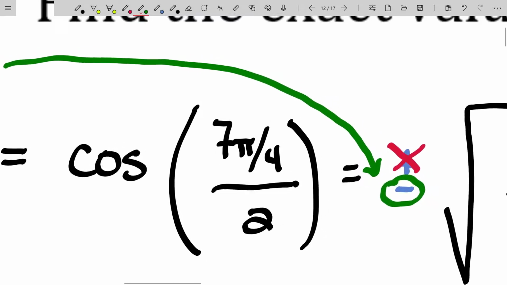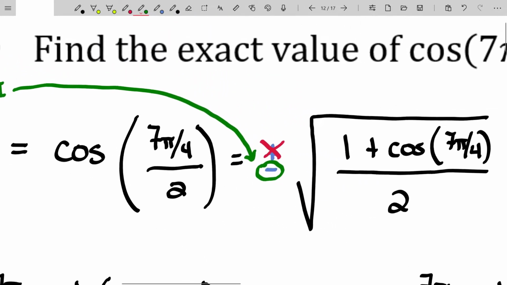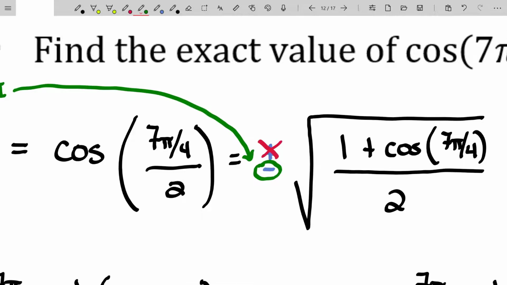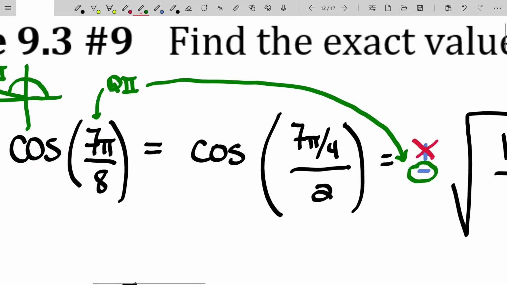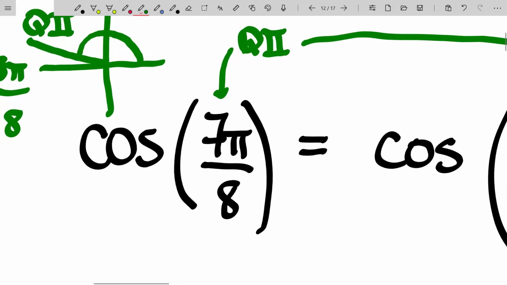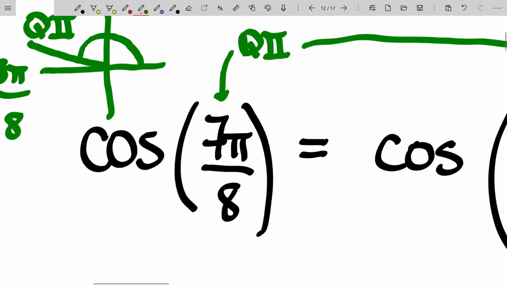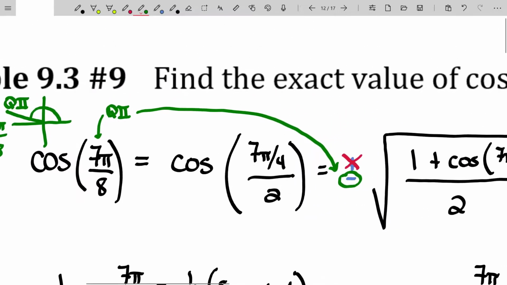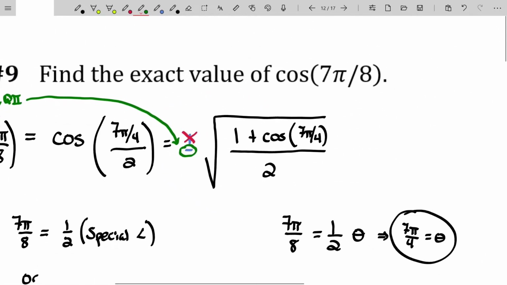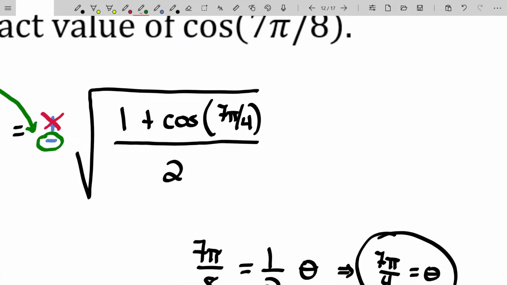Then I used the half angle formula, plus or minus the square root of 1 plus the cosine of 7 pi over 4, all being divided by 2. And then, before I continued forward, just so that I didn't make the mistake of carrying that plus or minus through, I asked myself, wait, is it plus or is it minus? Look at that quadrant. 7 pi over 8 is in quadrant 2, and cosine will be negative. So my answer needs to be negative, so I throw out the positive. The rest of this is just straight computation.